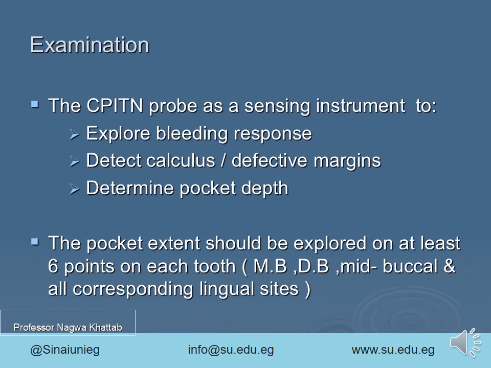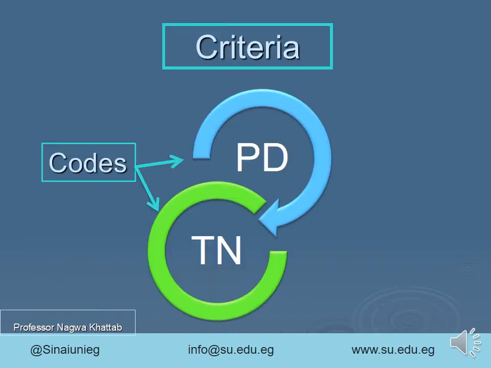When you examine to detect the pocket depth, it should be explored on at least 6 points: mesiobuccal, distobuccal, midbuccal, and all corresponding at the lingual sides, meaning mesiolingual, distolingual, and midlingual. We have 6 points to record the pocket depth. Since this is the only index that refers to the treatment need, I have two codes: code for the periodontal disease and code for the treatment need.